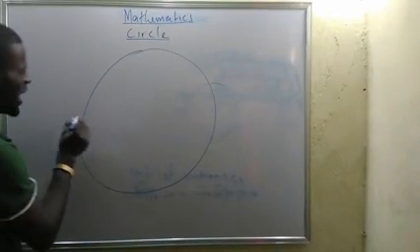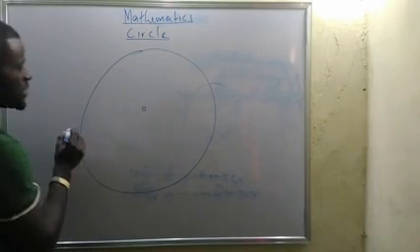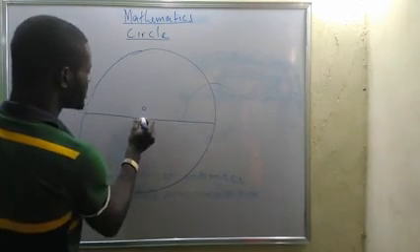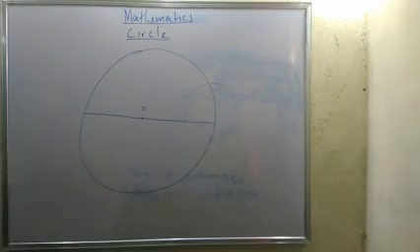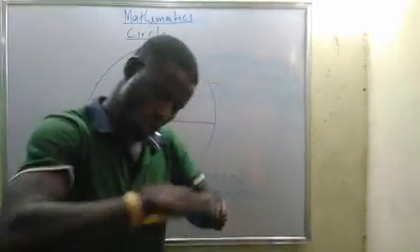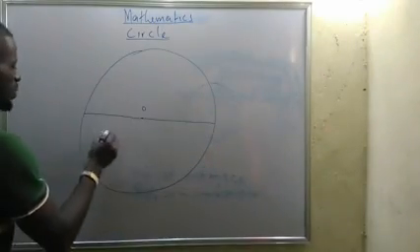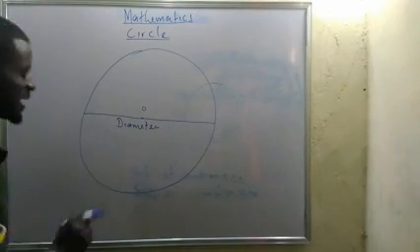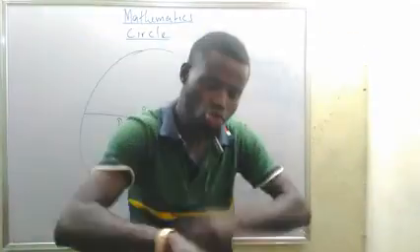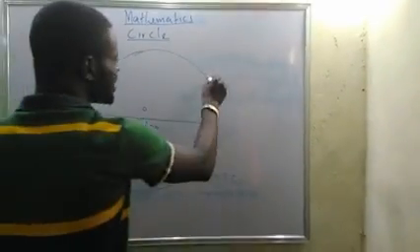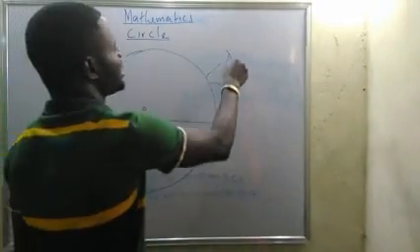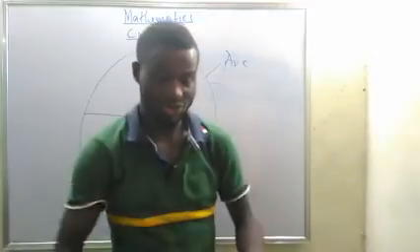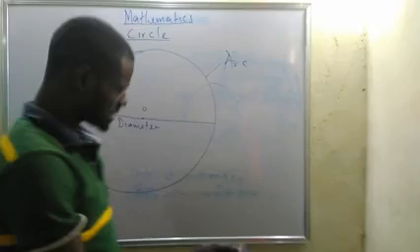Now, this is indicated as center O, and I have a line. This line divides the circle into two equal parts. We call it the diameter. It means a diameter is a line that divides a circle into two equal parts. Now, the line that makes up this circle, we call it an arc. We have different types of lines. We have a straight line, we have an arc line, and so on and so forth.